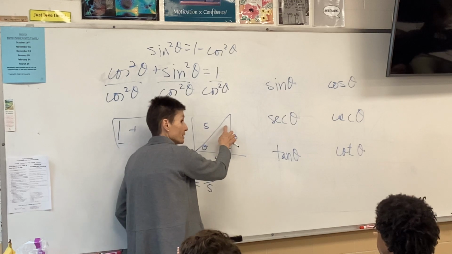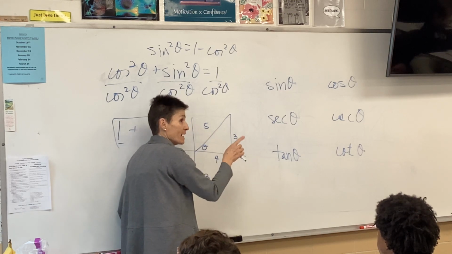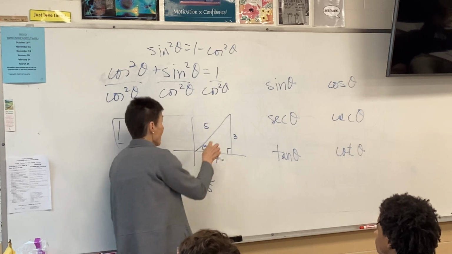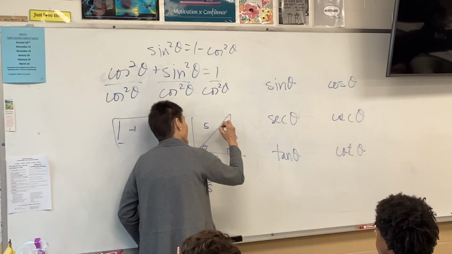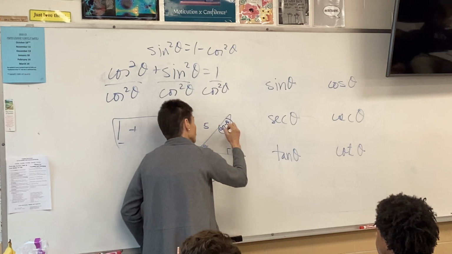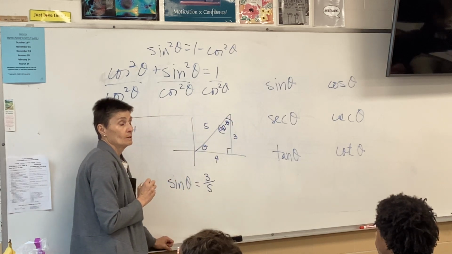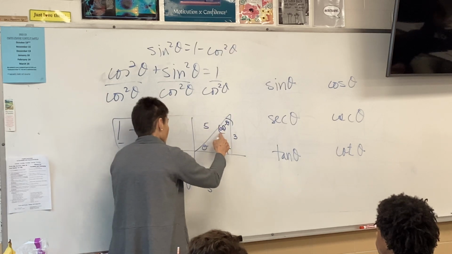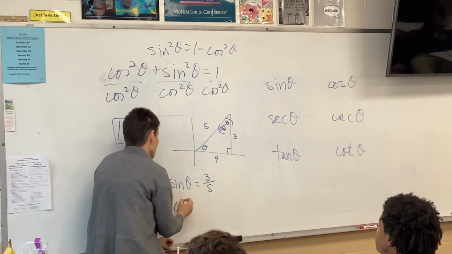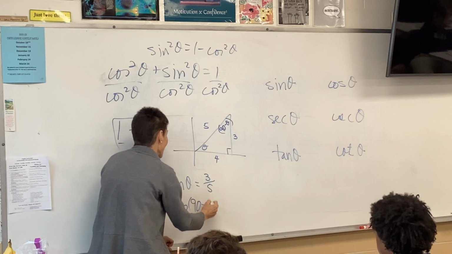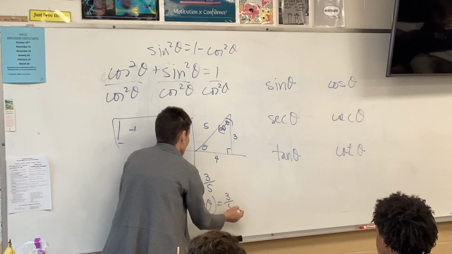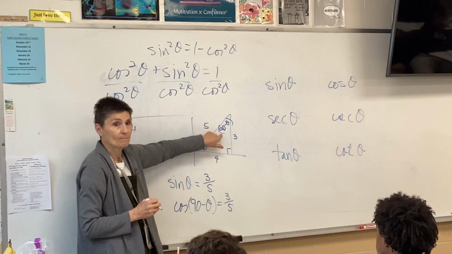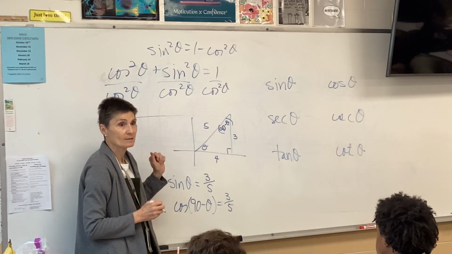These two are called complementary angles, and they add up to 90. So this one, whatever it is, is 90 minus theta. Now look at that angle for a minute. Is the cosine of that angle also 3/5?